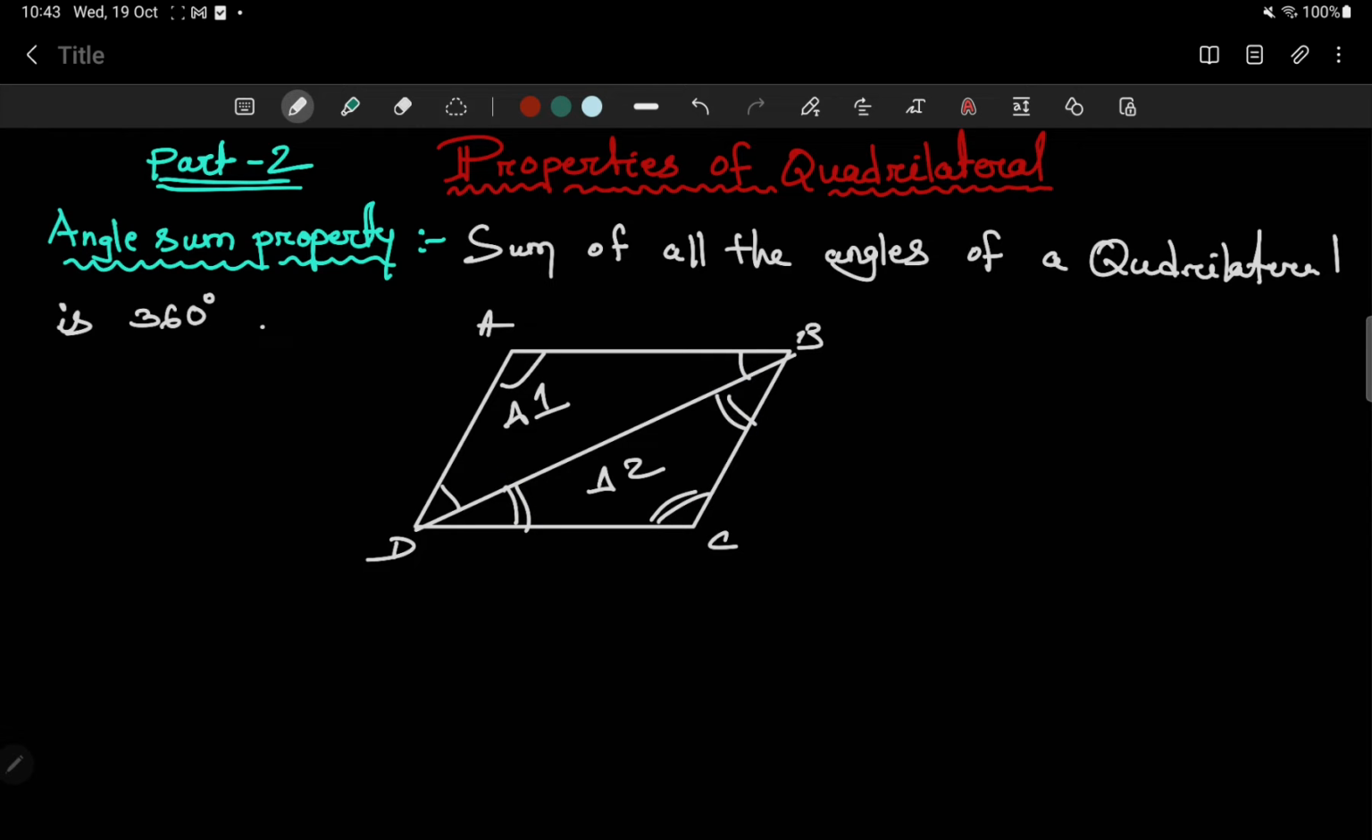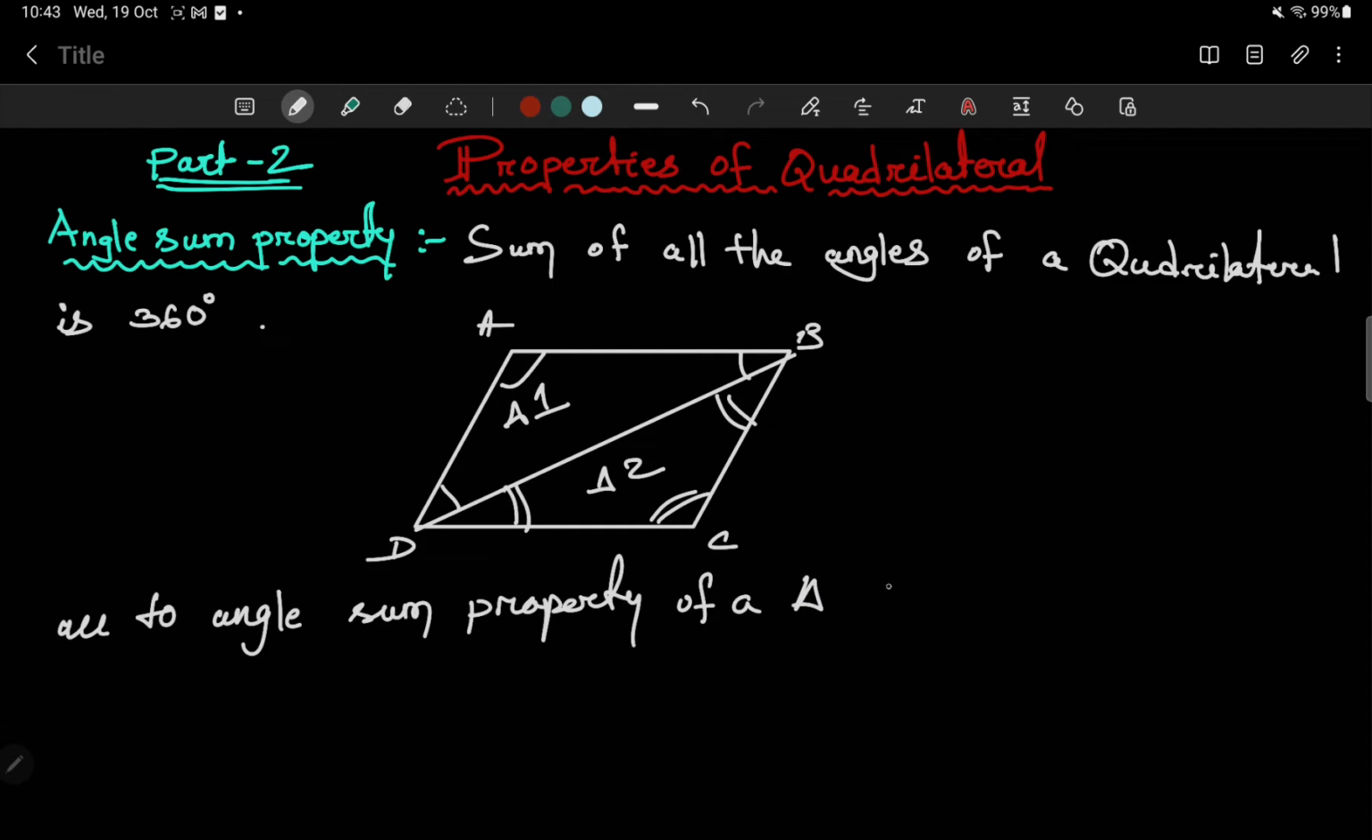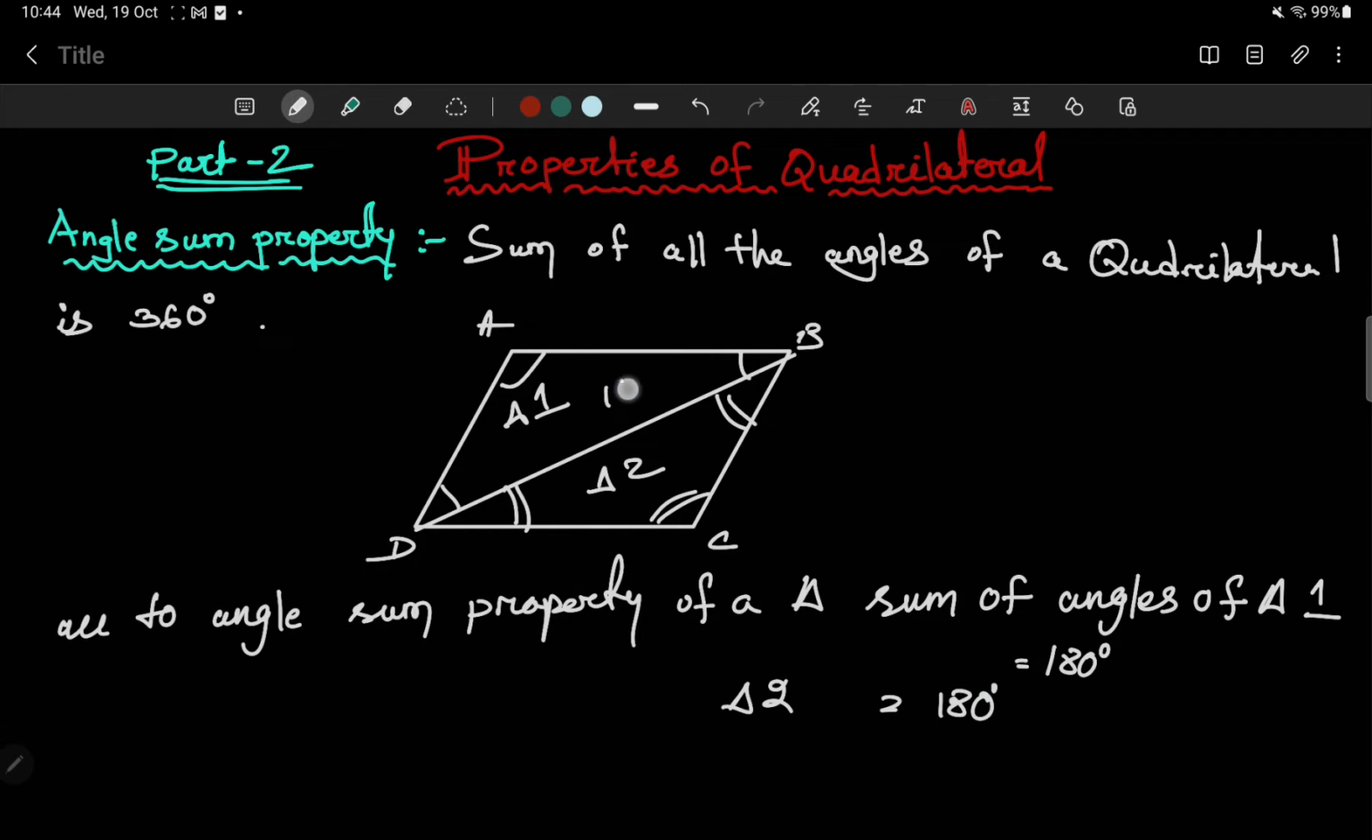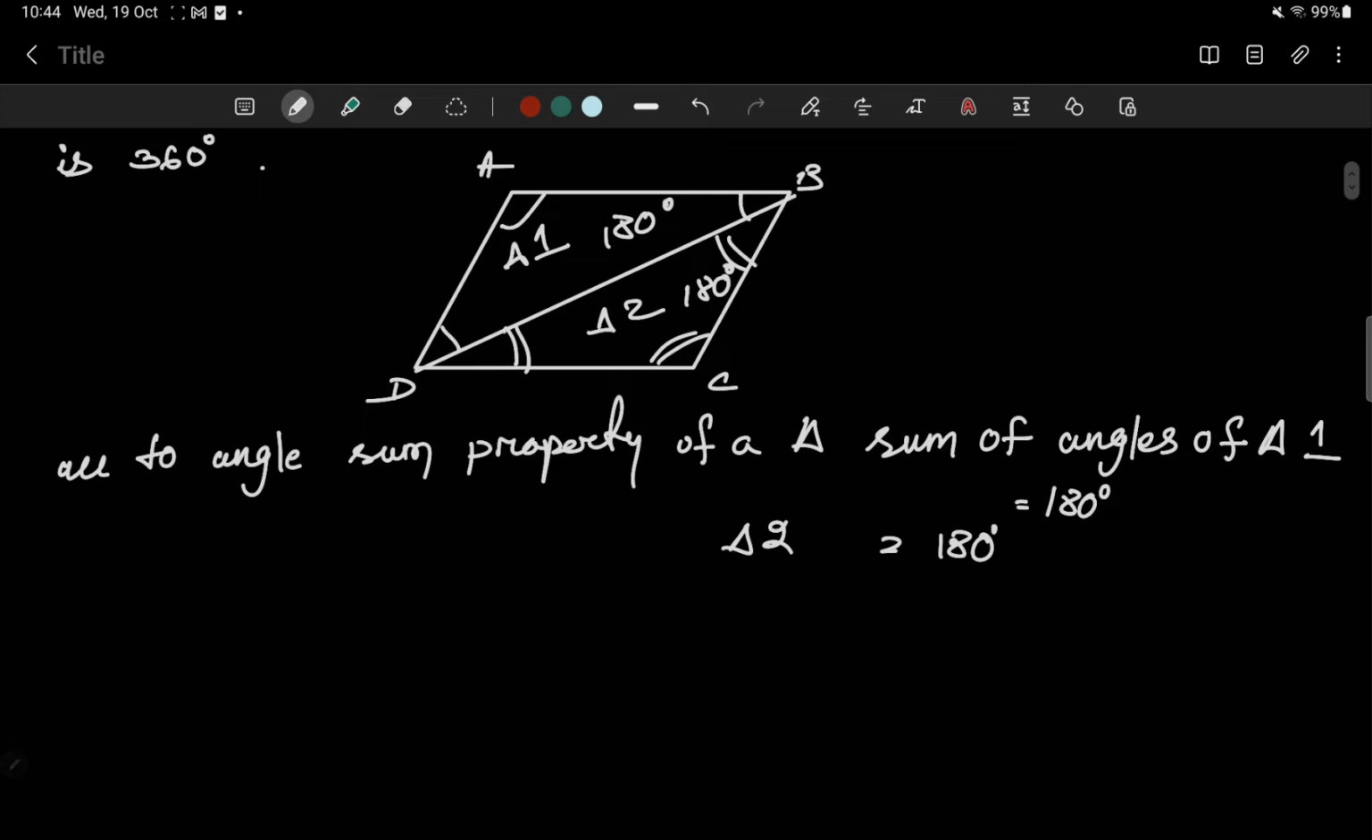According to the angle sum property of a triangle, the sum of angles of triangle 1 is equal to 180 degree. Triangle 2 also has 180 degree. So here it is 180 degree, here is also 180 degree. So if you add it, we will find the angle sum of quadrilateral ABCD.